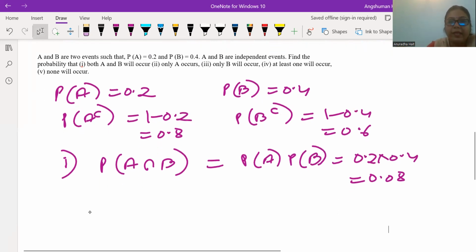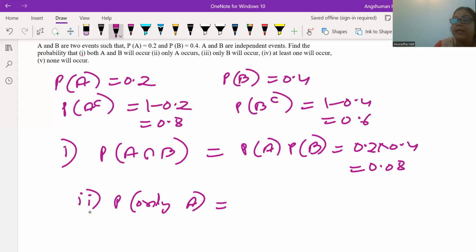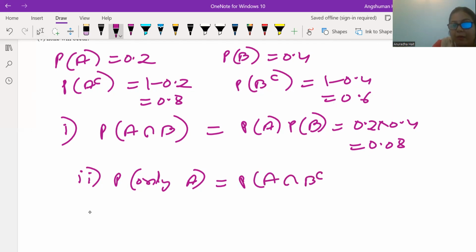Second question, only A happens. So what do you mean by only A? Only A means A happens, but B does not. So only A will happen means A will happen and B does not. So can I write this as probability of A intersection B complement? So A will occur and B does not. So that is only A.